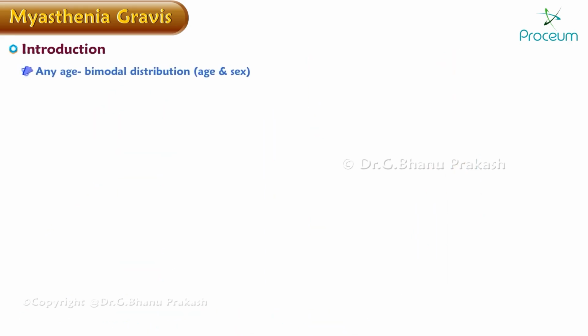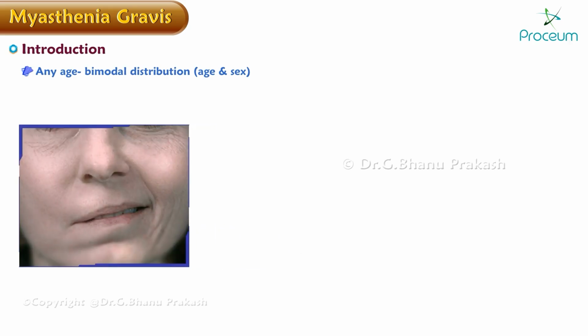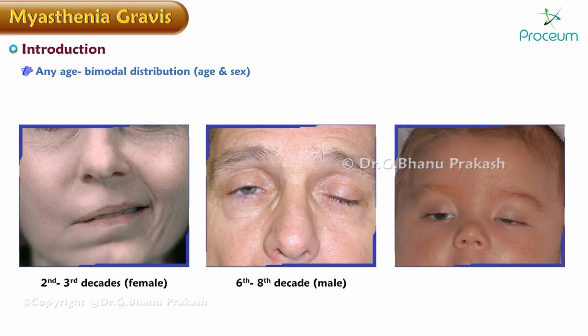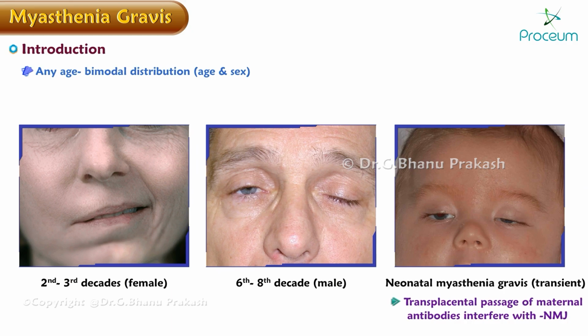It occurs at any age, but there tends to be a bimodal distribution to the age and sex predominance of onset, with an early peak in the second and third decades, female predominance, and a late peak in the 6th to 8th decade, male predominance. In neonates, a transient form of myasthenia, called neonatal myasthenia gravis, can occur as a result of the transplacental passage of maternal antibodies that interfere with the function of the neuromuscular junction.